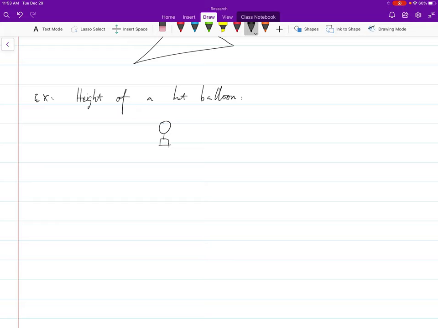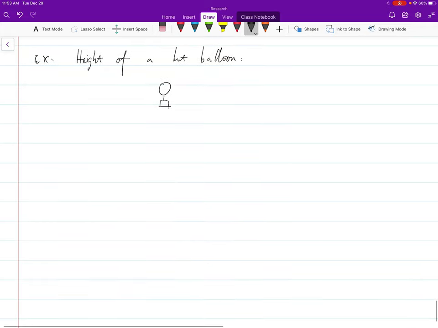Okay, so you have a hot air balloon floating in the air. You wonder how high that thing is. One thing you can do is stand on the ground, and we have done this before, right? You stand on the ground. Here's you. You look at this hot air balloon and you get an angle of elevation.